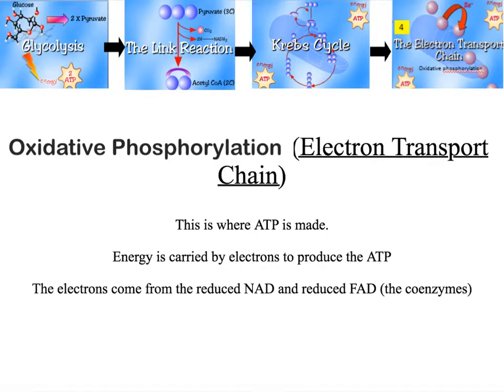In this next stage, this is where most of the ATP is made or synthesized. Energy is carried by electrons to produce the ATP, and the electrons are coming from the reduced NAD and reduced FAD.